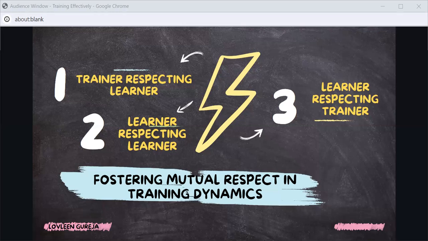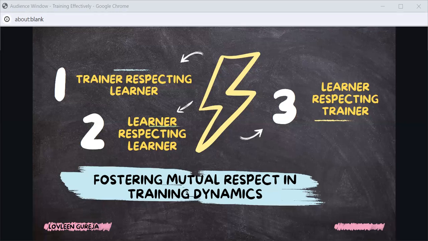So from the beginning, it's crucial that you establish clear expectations for respectful behavior. So how can you do that? Simple. Modeling yourself with punctuality, preparedness for a topic, the positive attitude. All this will set the standard for the learners.